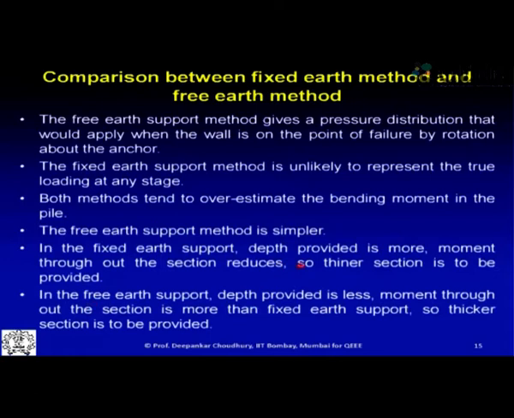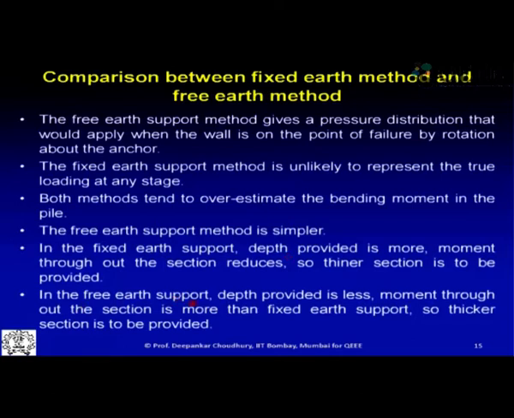So in the fixed earth support, the depth provided is always more, because otherwise the fixity condition will not generate. That is the criteria, and that's why we have designed and seen the analysis. So moment throughout the section reduces because of that excessive or larger depth of the sheet pile wall. So a thinner section will be sufficient, but you need a taller or longer sheet pile wall.